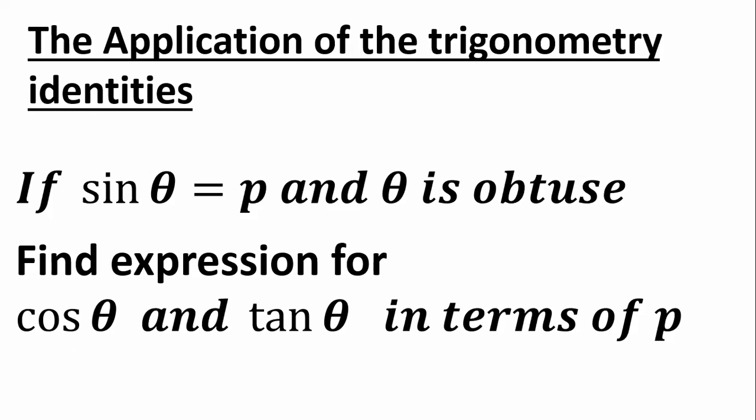This video is all about the application of trigonometric identity. Now we are given, if sine theta is equal to P and theta is an obtuse angle, find the expression for cos theta and tan theta in terms of P. So let's begin. We are given sine theta equal to P.